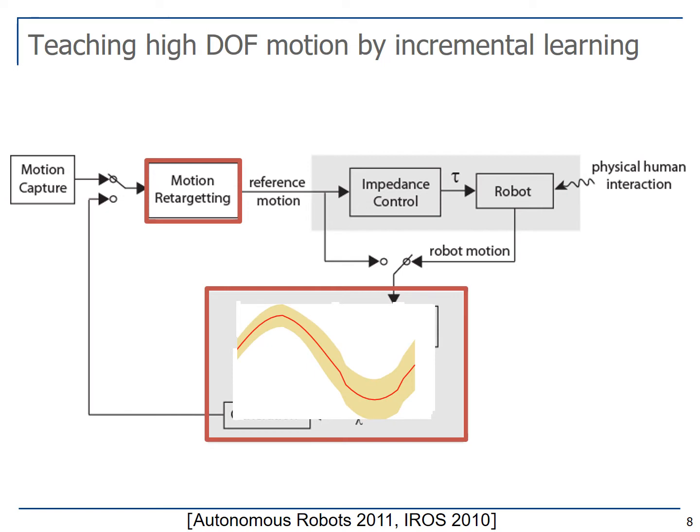And when the human sees the need of correcting a specific part of the behavior, a specific part of the body, then it goes to the kinesthetic teaching. For good tracking of the learned skill and to provide comfortable teaching or correction, we designed impedance control using nonlinear stiffness. And this new demonstration goes back again into our incremental learning.